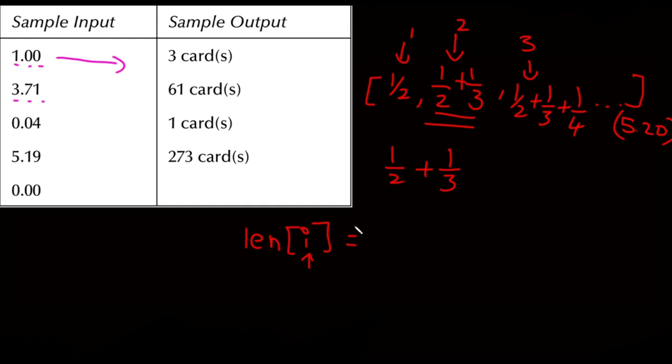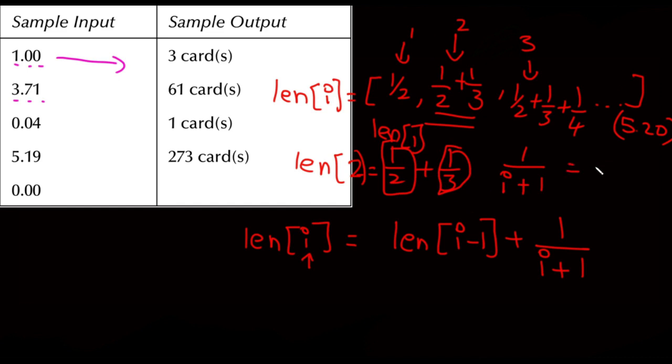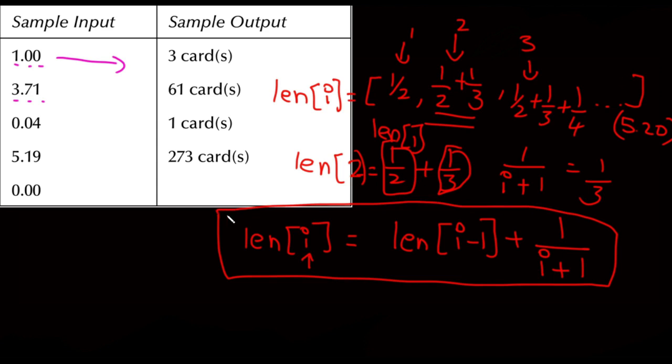So len of I is equal to len of I minus 1 plus 1 by I plus 1. As you can observe here, assuming that this is len of 2, this half is nothing but len of 1. This array is len of I, where I is the running index. So this is nothing but len of 1, and this term is 1 by I plus 1, where I is 2, so it becomes 1 by 3. So we have a formula for the length of the cards.